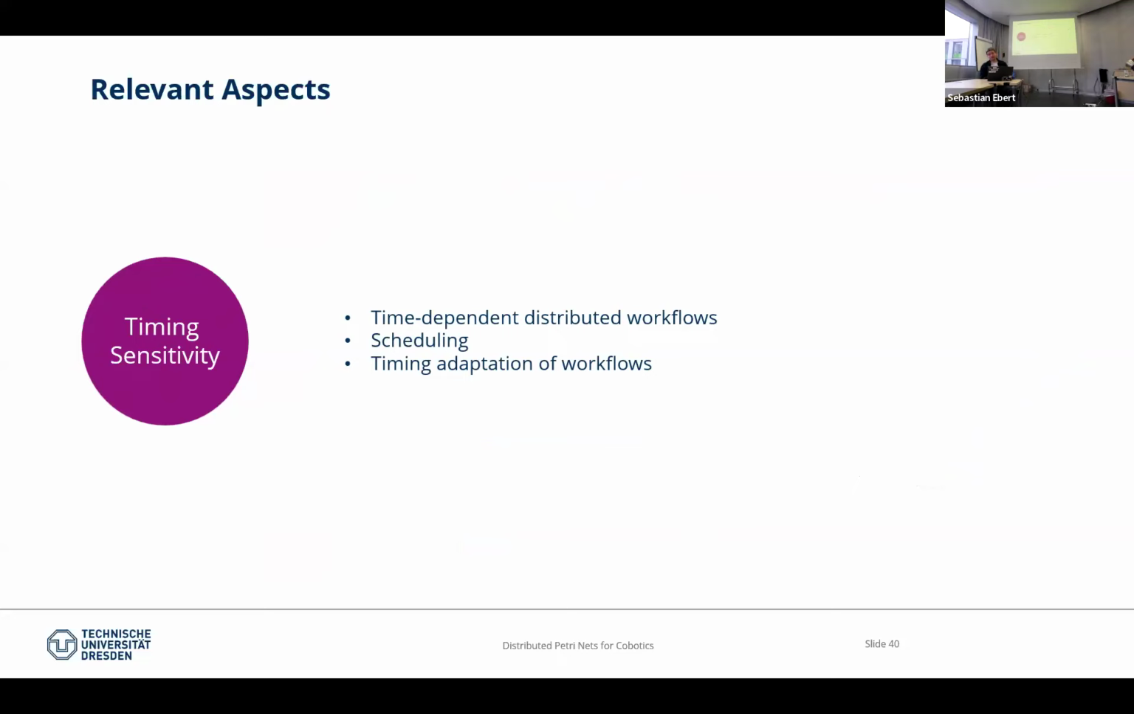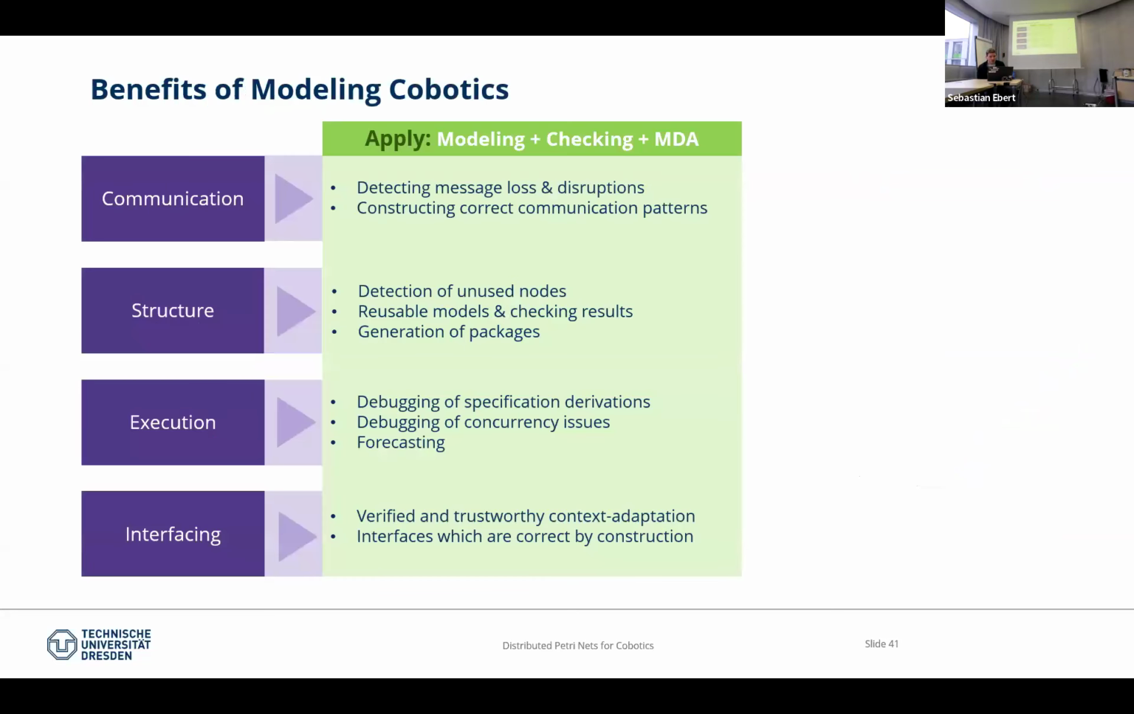So what are the benefits for cobotics and ROS applications of modeling this? In terms of communication, we can do 2 things basically. We can detect message loss, for example on topics, and we can detect disruptions, even before system runtime. And we can construct correct communication patterns by default, right? We can specify them, we can check them, and if they are correct, we can generate a system based on them. For the structure, we can detect, for example, unused nodes. We can reuse models for different nodes more easily, and we can generate whole packages.